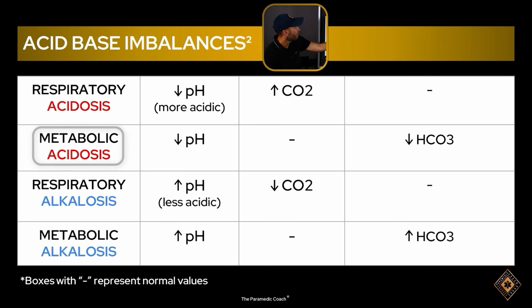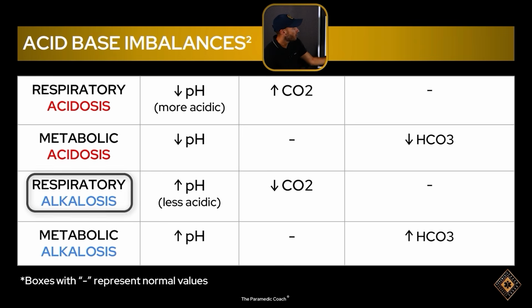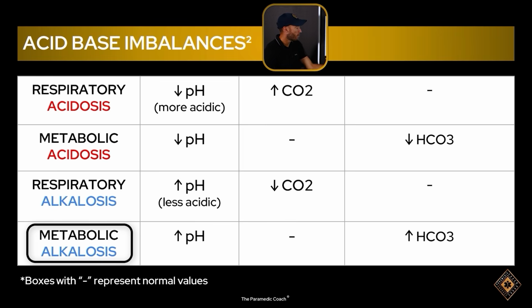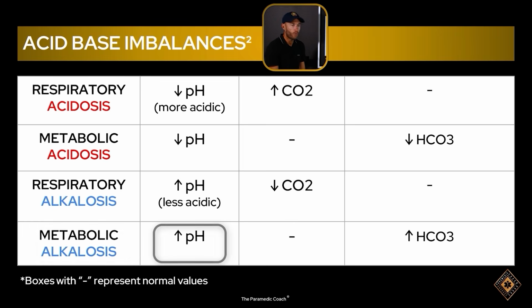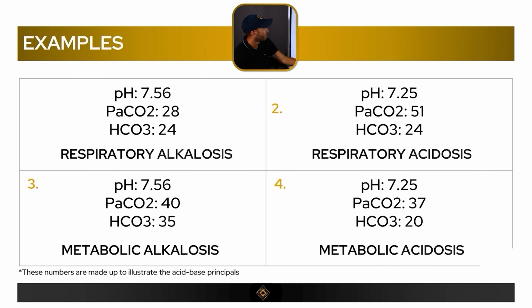Metabolic acidosis, pH is acidic. Who's the culprit? It's the bicarbonate's fault. It's too low. Respiratory alkalosis. The pH is up. Why? CO2's down. It's a respiratory problem. Metabolic alkalosis. The pH is up. Who's the culprit? Too much bicarb. Make sense? Beautiful work. Now, I got some examples.